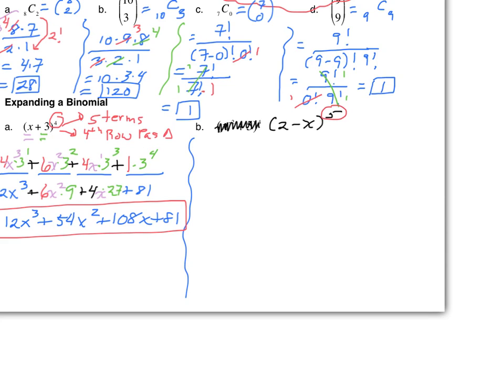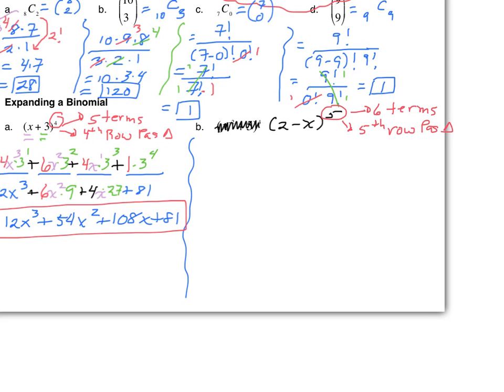How many terms do I have? 6. So 6 terms. What row of Pascal's triangle? The exact same row. So the 5th row, which is the row where 5 is the second number, right? So the 5th row of Pascal's triangle.